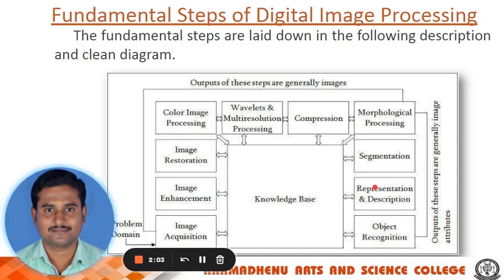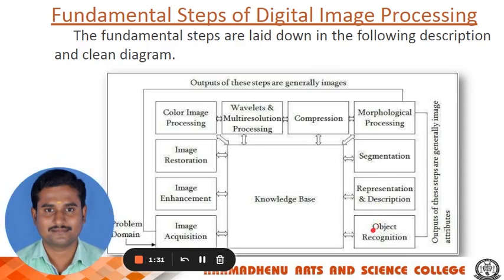Representation: whatever task we have accomplished, we have to represent. We have to represent the image in a neat and clear manner. And also we have to describe the image, what it is. Suppose I'm extracting some information from an image, we have to describe what all the hidden information is in the image, which is described clearly in this stage. Next one is object recognition.